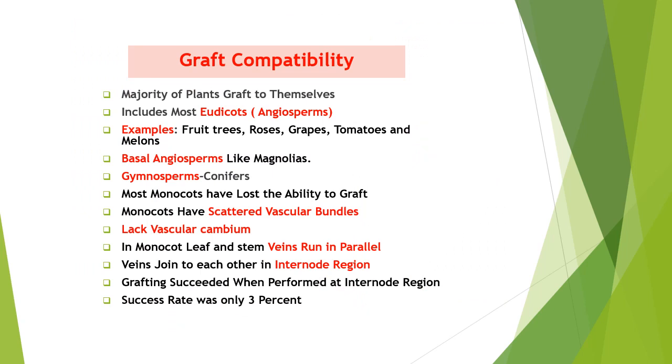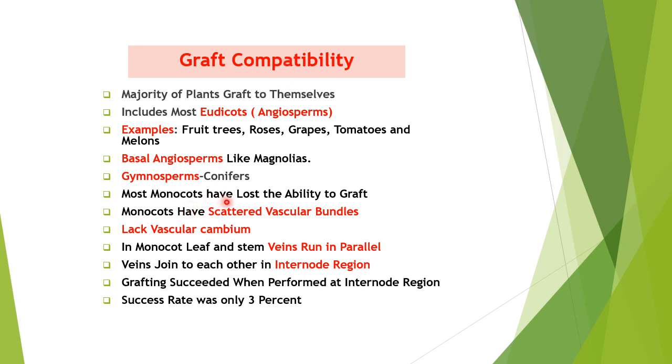What do we mean by graft compatibility? See, the majority of plants graft to themselves. It includes most of the eudicots, like angiosperms, which include fruit trees, rose, grapes, tomatoes, and melons. There are certain basal angiosperms like magnolias, and certain gymnosperms like conifers. They have graft compatibility.